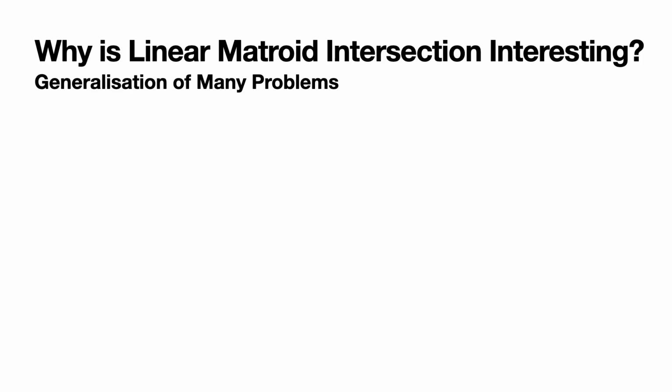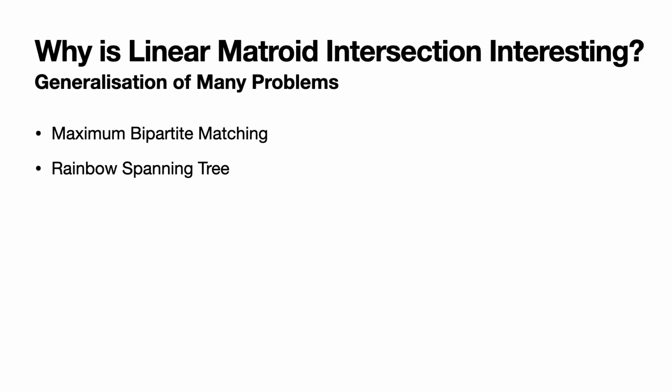Now, why is linear matroid intersection interesting? The reason is that it's a generalization of many problems, and just three examples are maximum bipartite matching, which I'm assuming most people are familiar with. The next is rainbow spanning tree. In this case, you have a graph where the edges are colored, and as output, you want to produce a spanning tree where all of the edges have different colors. The third is edge disjoint spanning trees. So you're given a graph as input, and you want to produce two spanning trees which are edge disjoint. And there are many more problems, but these are just three examples.